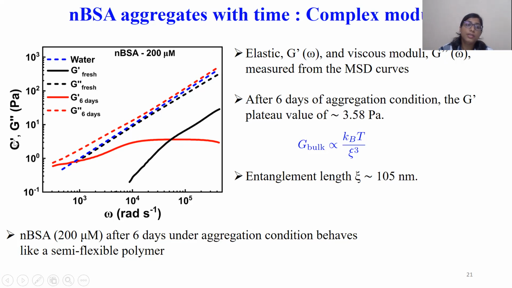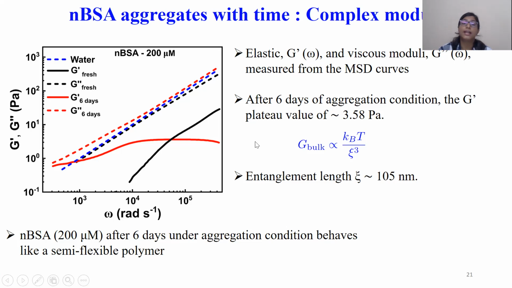You can see that both G prime and G double prime values increase linearly in case of water and in case of fresh solutions. So this signifies they behave like a Newtonian fluid. Whereas if you look at the 6 days data, G prime value clearly shows a plateau region at higher omega. So this shows that after 6 days, the NBSA fibrils behave like a viscoelastic material, and we can essentially calculate its G prime and G double prime parameters using dynamic light scattering based microrheology. This is the first time we show that different viscoelastic properties of such weak gels can be measured using dynamic light scattering based microrheology.